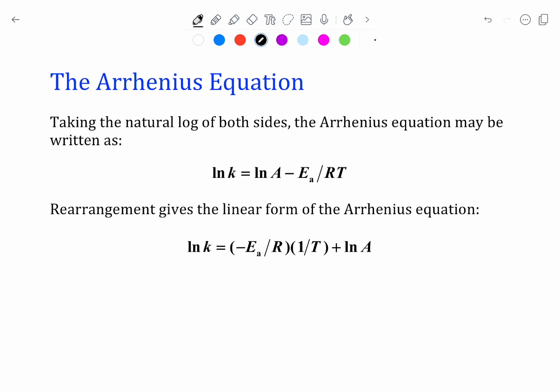We can rearrange that a little bit to give it a linear form. Natural log of k is our y. EA over R is our m. 1 over T is our x. And natural log of A is our b. Again, like we saw in our integrated rate laws, it's sometimes easier to have things in a linear form.